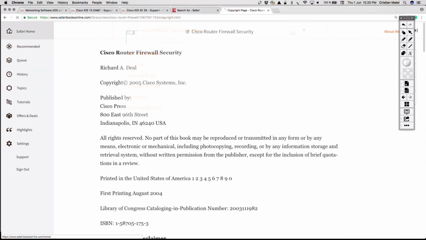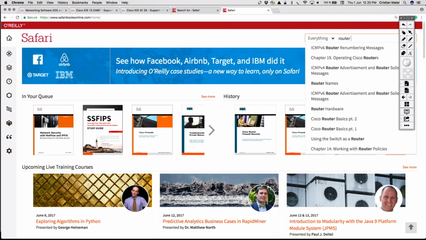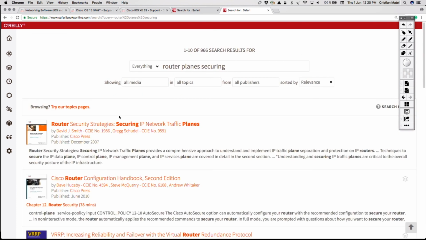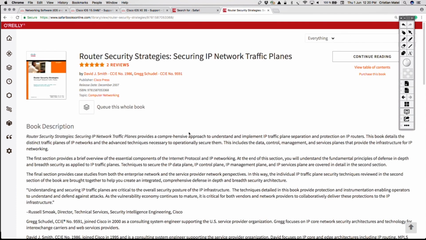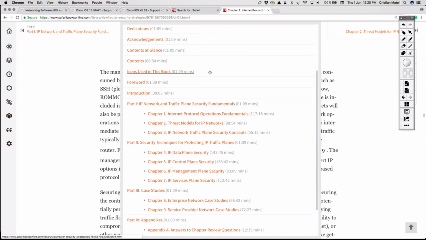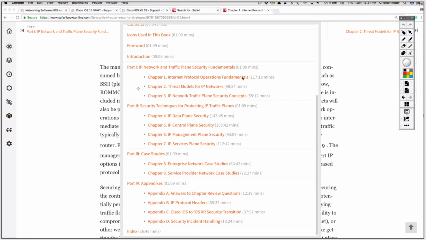And then the final book is the one on securing router planes, Router Security Strategies, which likewise, technically speaking, you don't need to read in full. In here you need to read part 2. You can go a bit into part 1 to grasp a basic understanding, especially chapter 2 about threat models for IP networks. And then the important part is clearly part 2.